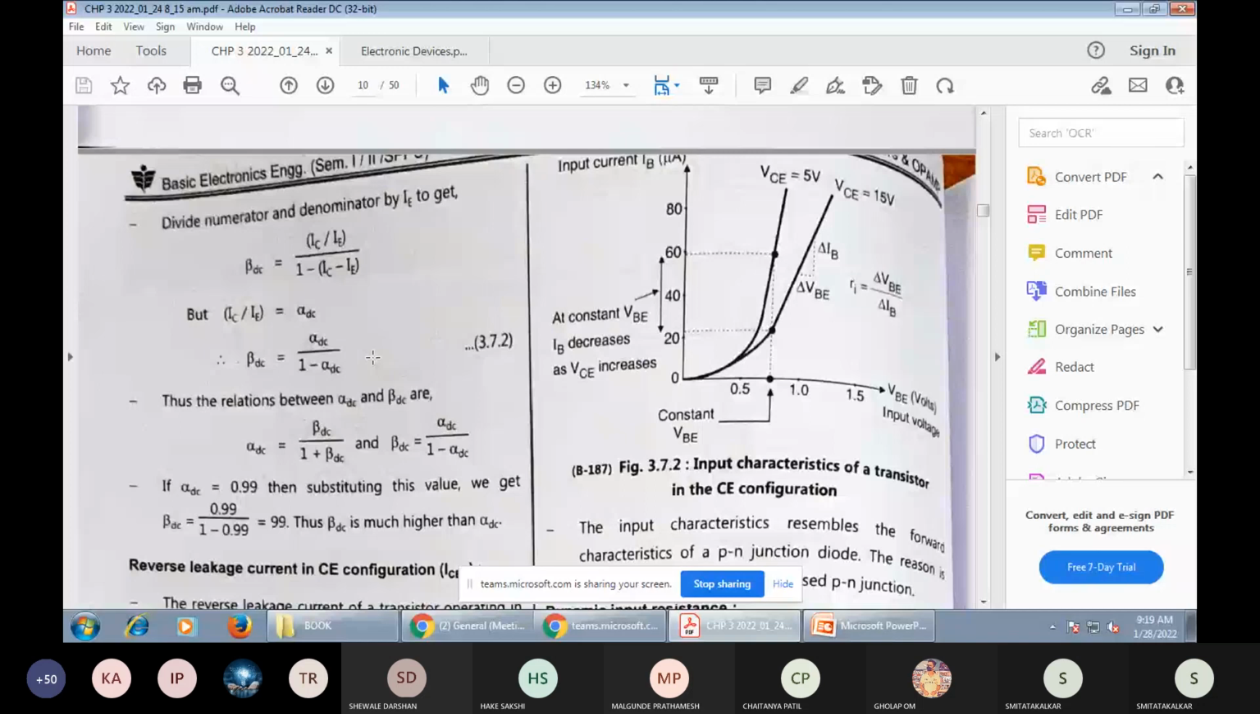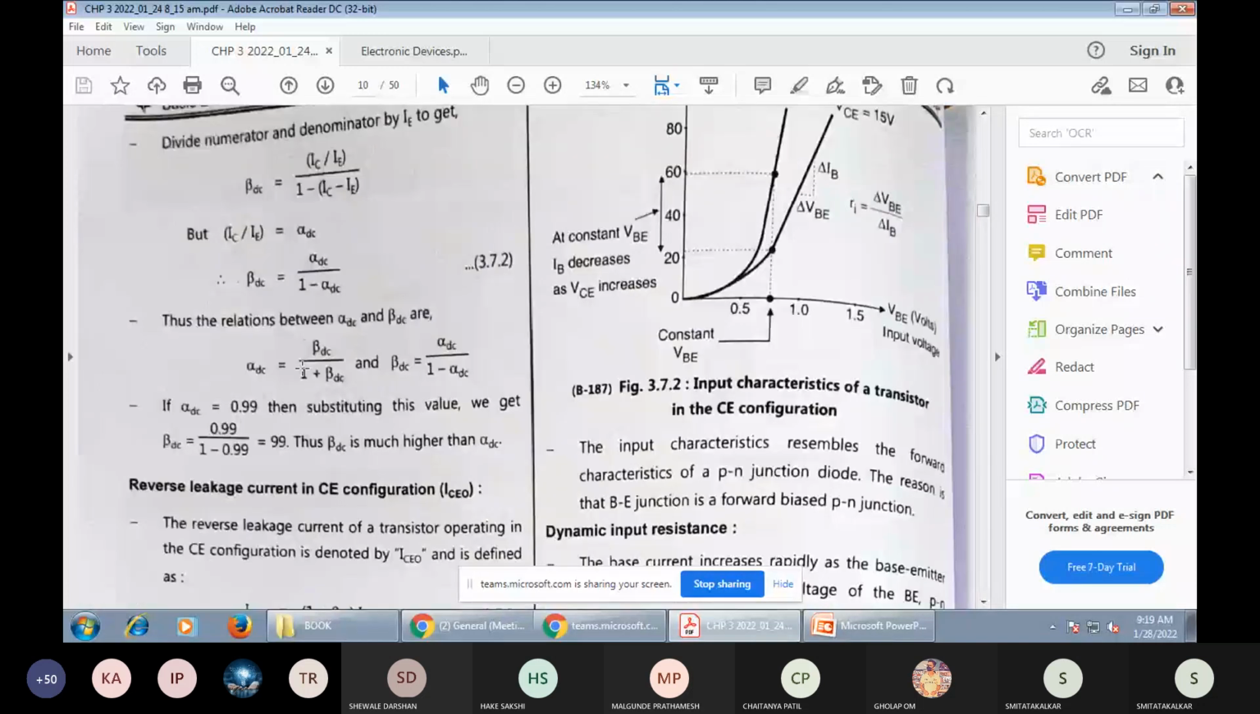This is the equation of alpha DC and beta DC according to the current, because the BJT is a current control device. That's why here only the alpha DC and beta DC current equations we can use. And alpha DC is less than 1, because it is less than unity. Unity is 1.